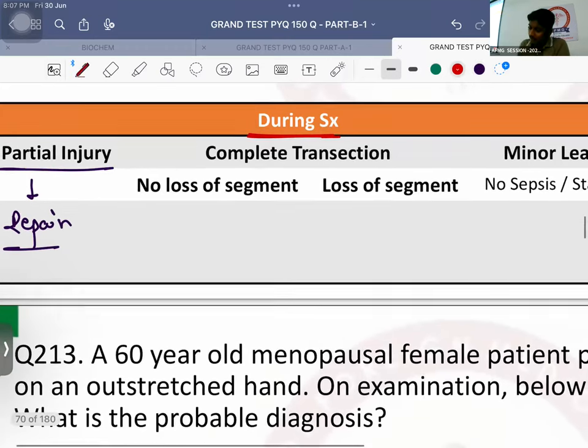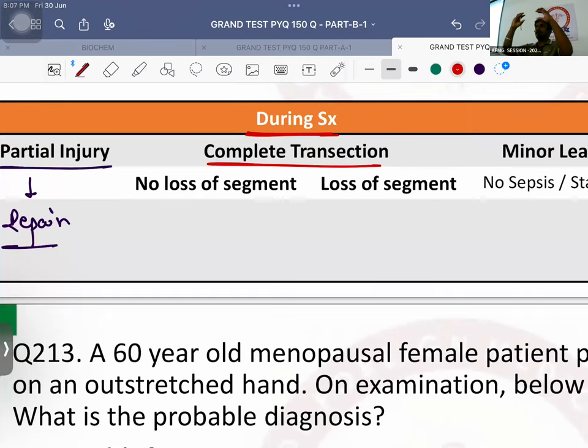If it is a complete transection, matlab the bile duct is separated now. Complete transection, pura cut hai. Partial ye tha. Complete transection is this. Now, but there is no loss of segment. Pura ka pura bile duct bas alag hua hai. Theek hai? There is a complete cut, but no loss of segment as such. If there is no loss of segment, repair it, but insert a T-tube. So here we will go for anastomosis over a T-tube.